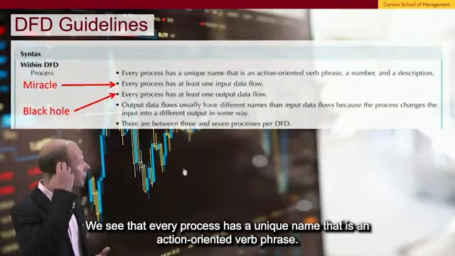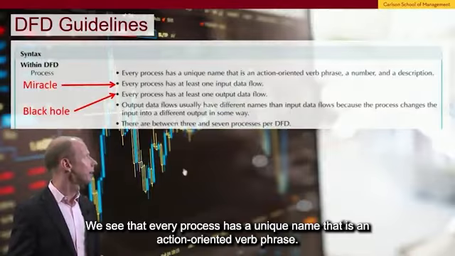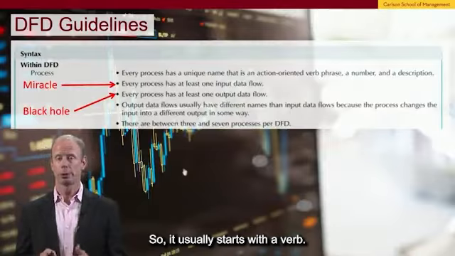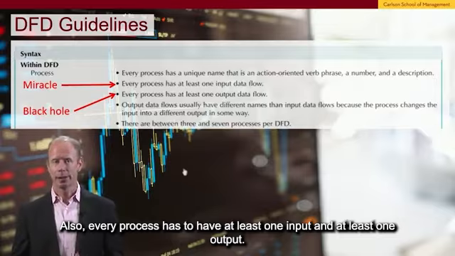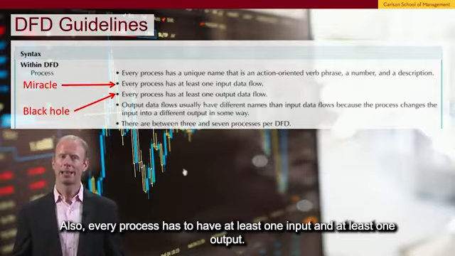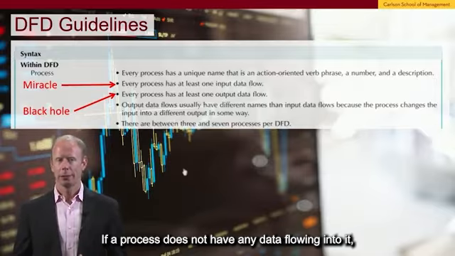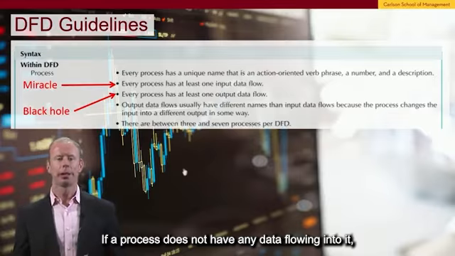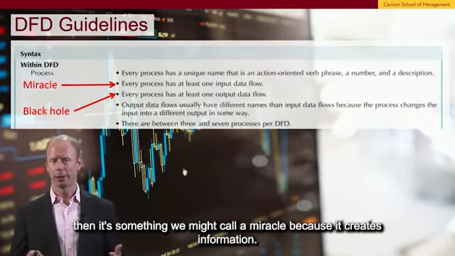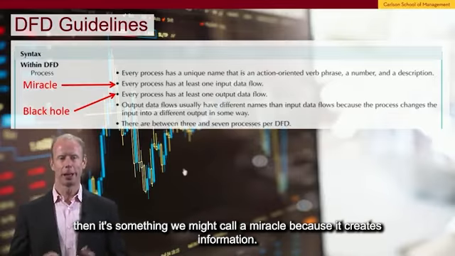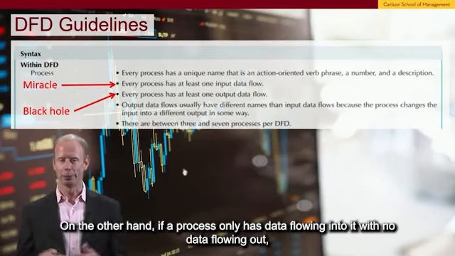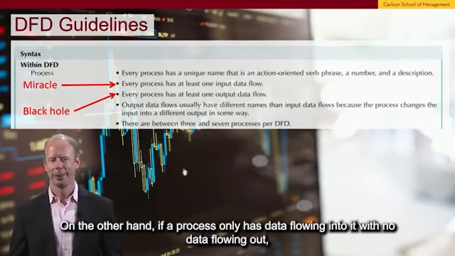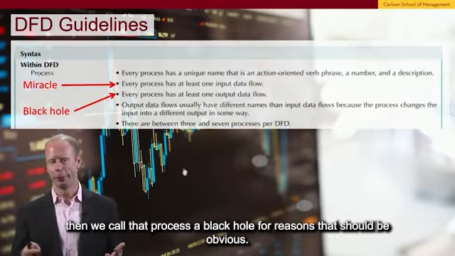We see that every process has a unique name that is an action-oriented verb phrase, so it usually starts with a verb. Also, every process has to have at least one input and at least one output. If a process does not have any data flowing into it, then it's something we might call a miracle, because it creates information. On the other hand, if a process only has data flowing into it with no data flowing out, then we call that process a black hole for reasons that should be obvious.